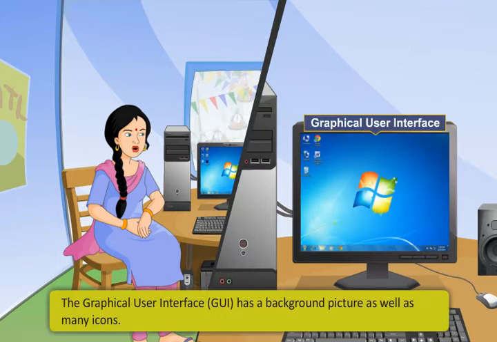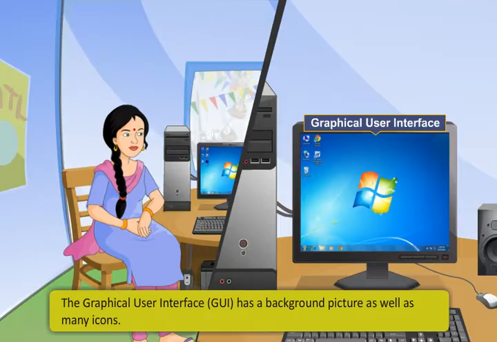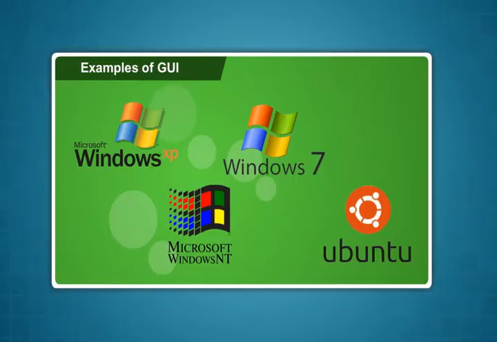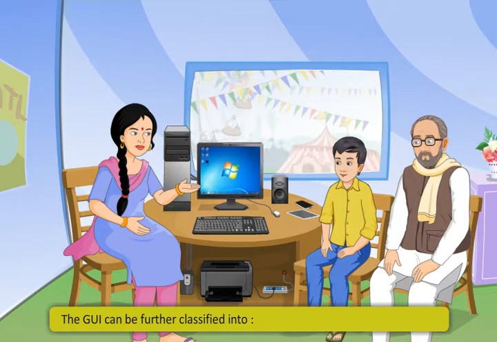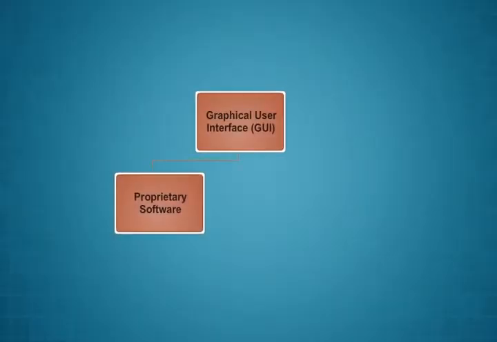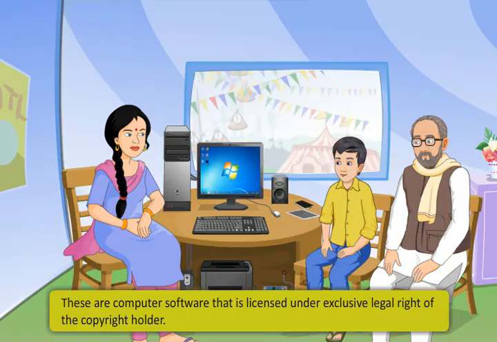A graphical user interface has a background picture as well as many icons. Examples of GUI are Windows XP, Windows NT, Windows 7, and Ubuntu. The GUI can be further classified into proprietary software and free or open source software.